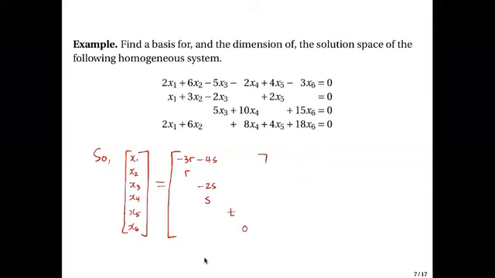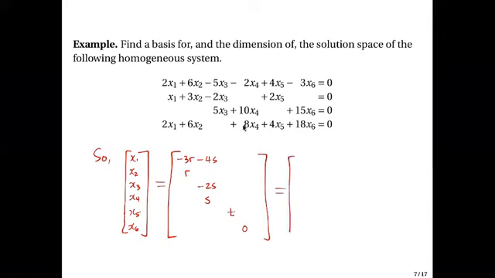Or simply, what we can do is we can separate each letter here, r, s, and t, and of course the constant part. We separate that, and then we factor out the letters. And we will see the vectors that will give the solution space, or that will give the elements for the basis of the solution space.